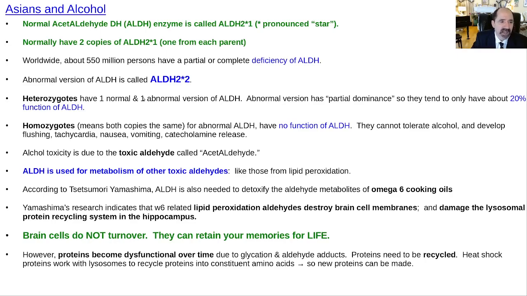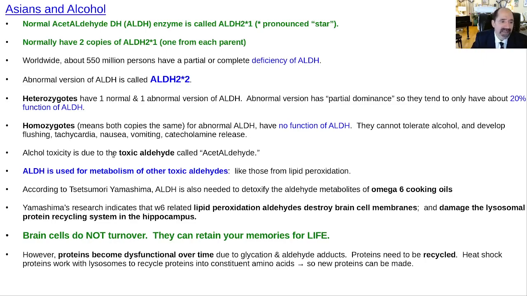If somebody's heterozygous for that, meaning they have 1 normal copy and 1 abnormal copy of the gene, the abnormal version tends to have partial dominance, so they usually only have about 20% function of ALDH, and they really can't drink much. If they're homozygous, meaning they inherit the same abnormal gene from both parents, they'll have no function of ALDH, and they really can't drink essentially at all. They rapidly develop flushing, tachycardia, nausea, vomiting, catecholamine release.